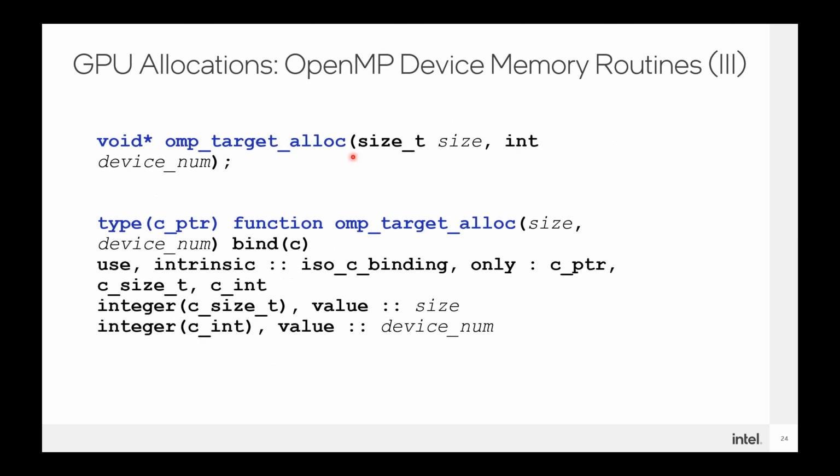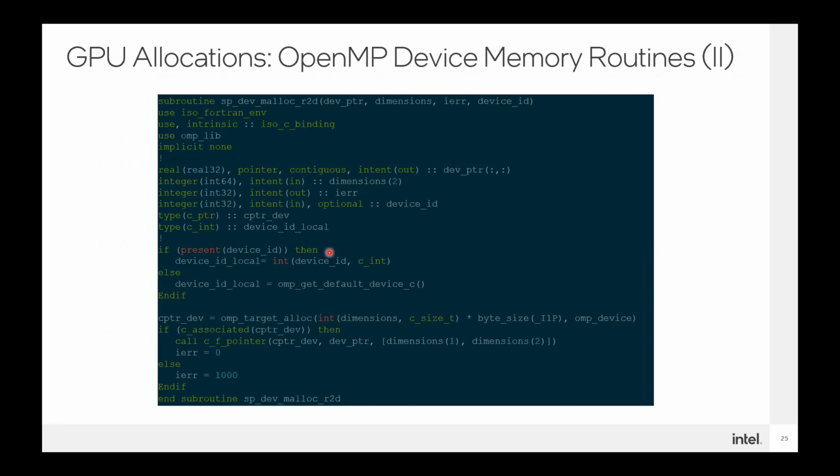With this routine, you can allocate a pointer in the device memory space, something that is not allocated on the host. But this is the Fortran interface of this routine. As you can see, it's just a C binding of the C function. So in order to use it from a Fortran program, you need to do all these kinds of tricks. You need to use, of course, ISO C binding. You need to declare some C pointers, and also you need to use the C int type.